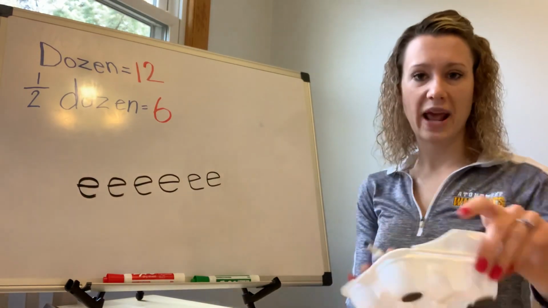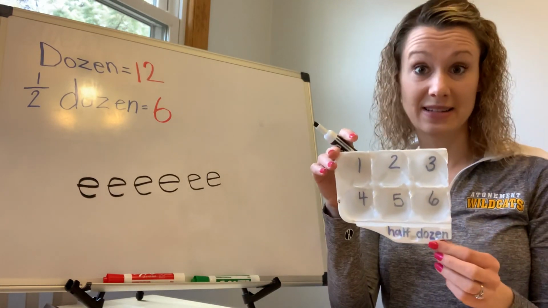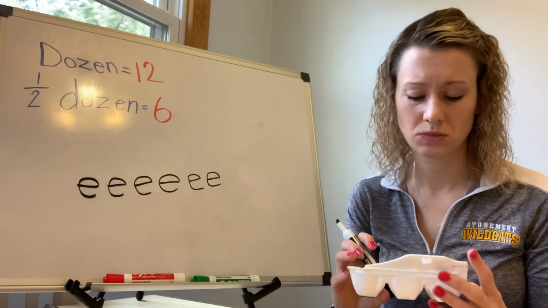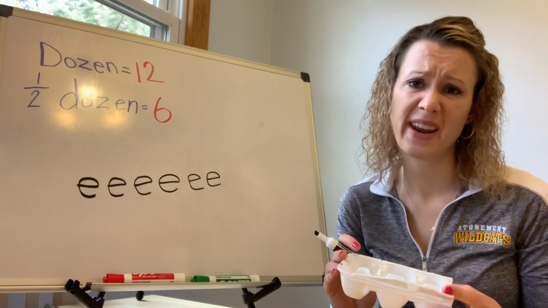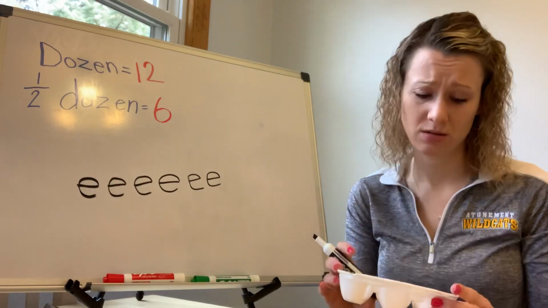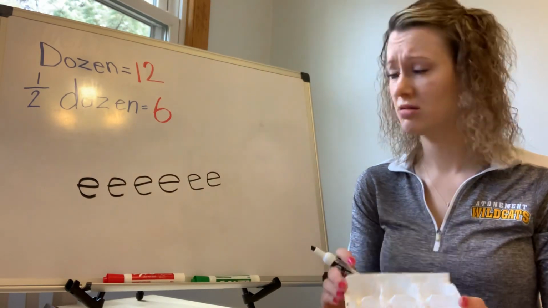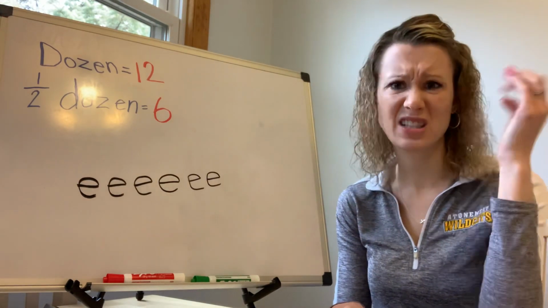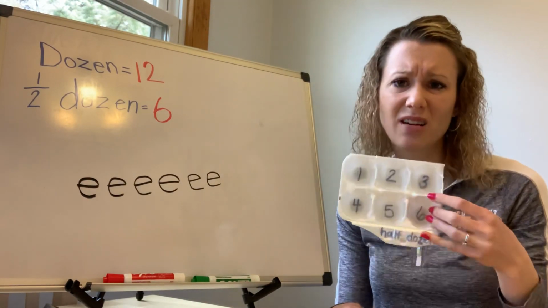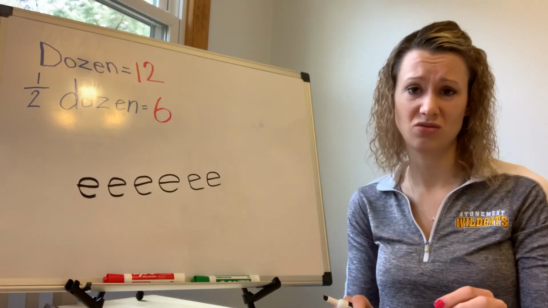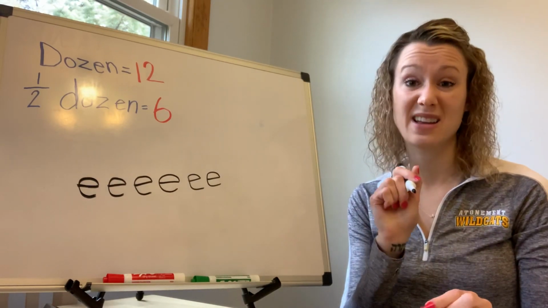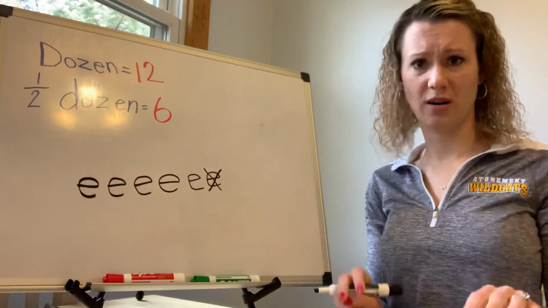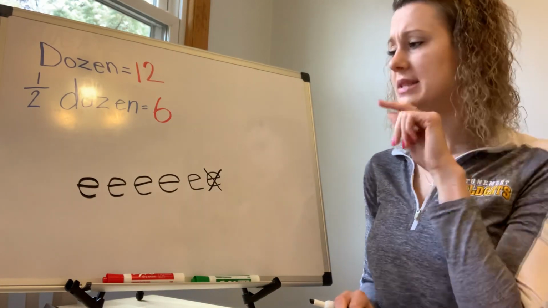Now, when I opened up my half dozen carton of eggs, I noticed that one had broke on the way home. So if one broke, and I can't use that one because it's cracked and all yucky in the carton, what do I need to do? I need to cross it off. So I have to cross off the one that broke. That's a bummer.